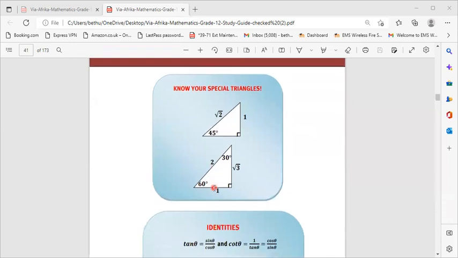Next concepts that I would like to take you through are the special triangles. Now imagine you've got a right angle triangle and the angles inside the triangle, one angle is 45 degrees and the other is 45 degrees. So let us use 45 degrees as our reference angle, right? The opposite side of 45 degrees is 1. The adjacent side of 45 degrees is 1. And our hypotenuse is square root of 2.